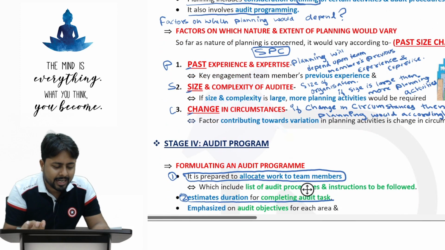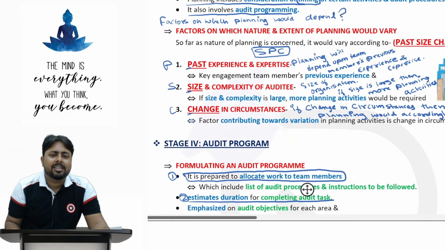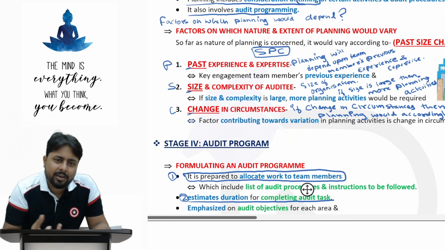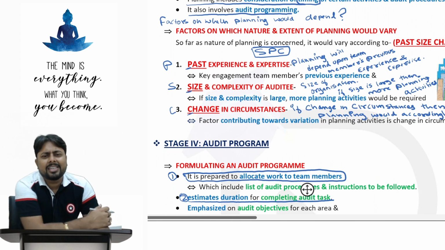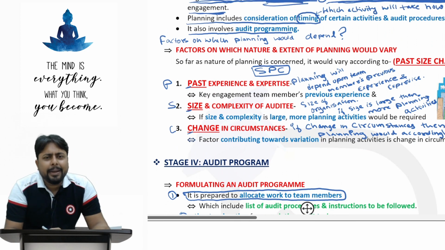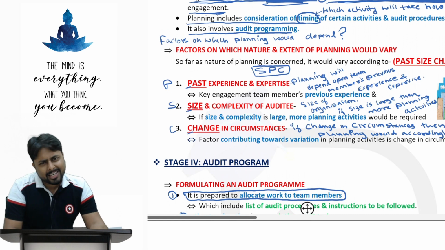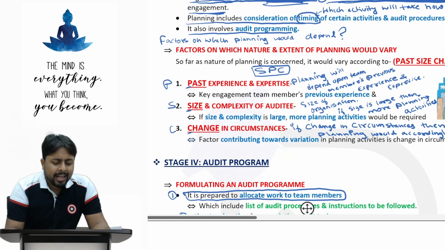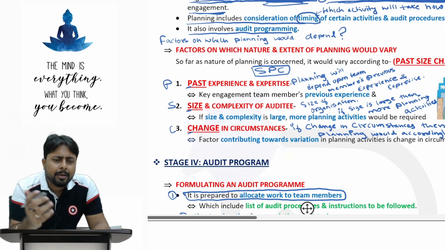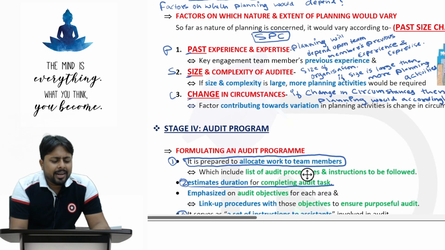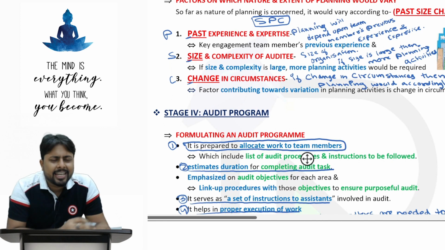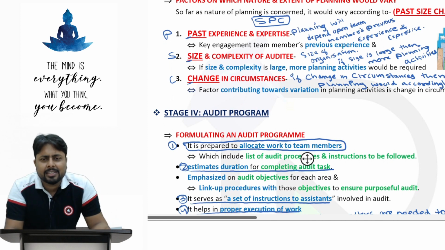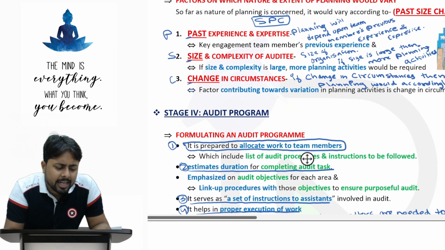S stands for size. Don't you think if the organization is large, the more planning will be there? Of course, sir. So size of the auditee, size of the organization and client. P is past experience and expertise. Obviously, planning will depend upon the expertise and past experience of your team members. Next is C, change in circumstances. If there is a change in circumstances, then planning will change accordingly, guys.